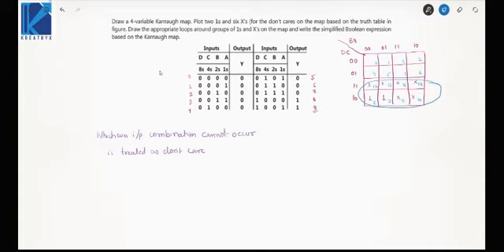Now what we'll do is combine these X's and 1's to form the minimum grouping. This will be the best grouping. In this, D is common. So you can say F is equal to D. Is it fine? So that is the minimized logic expression based on the K-map.